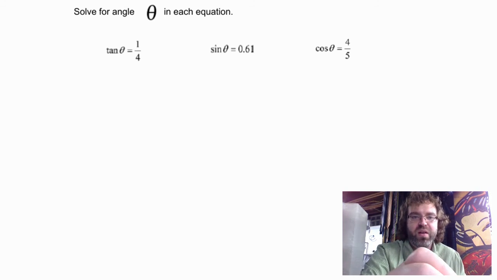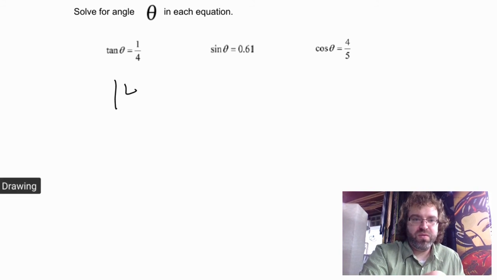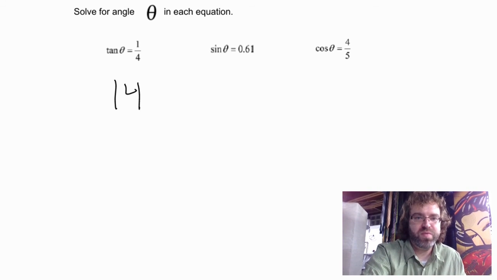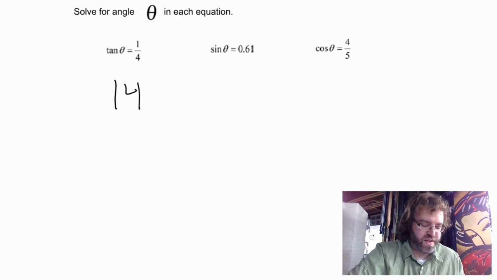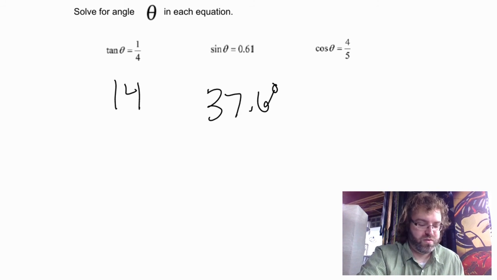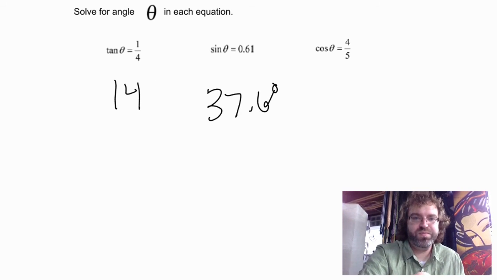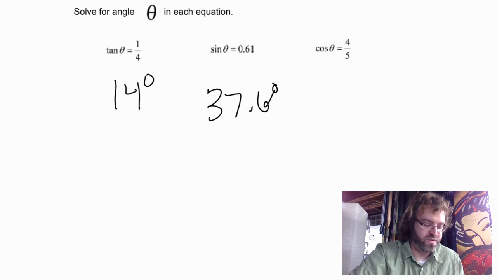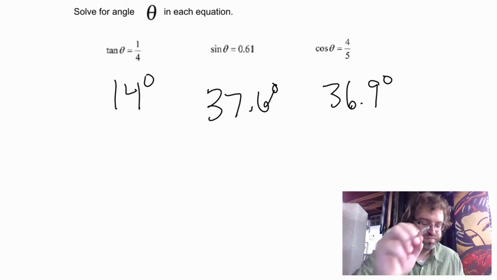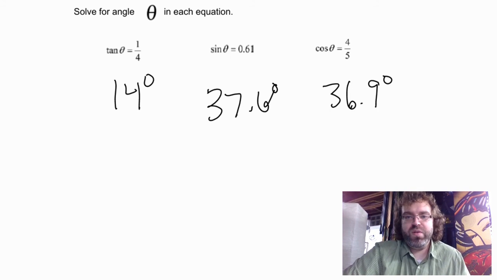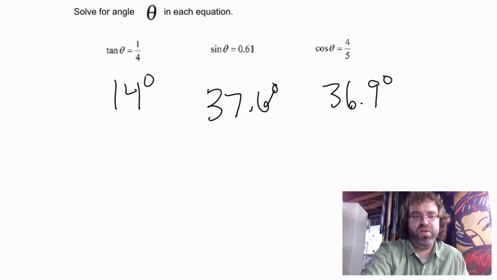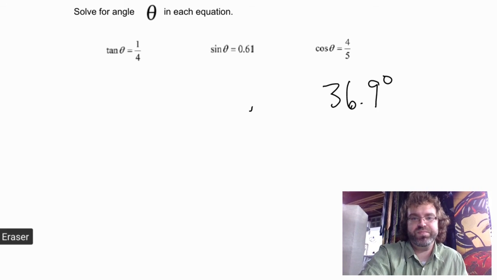Okay, so now we're back. The first answer comes out to be 14 degrees. I'm just going to round to a whole number. The second answer comes out to be 37.6 degrees. And the last answer comes out to be 36.9 degrees. Okay, so those are inverse trig functions finding the different angles.